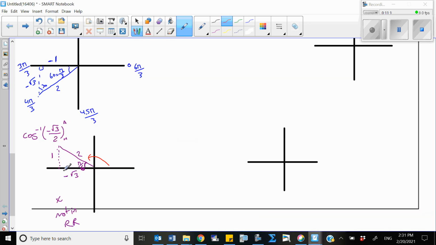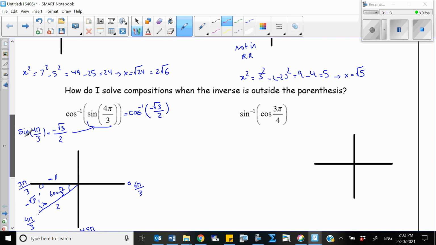So we're going to take pi minus the reference angle, pi minus pi over 6. So find the common denominator: 6 pi over 6 minus pi over 6, because we put the denominator of 1 and we multiply top and bottom by 6. So it's equal to 5 pi over 6. And this is our answer, 5 pi over 6.